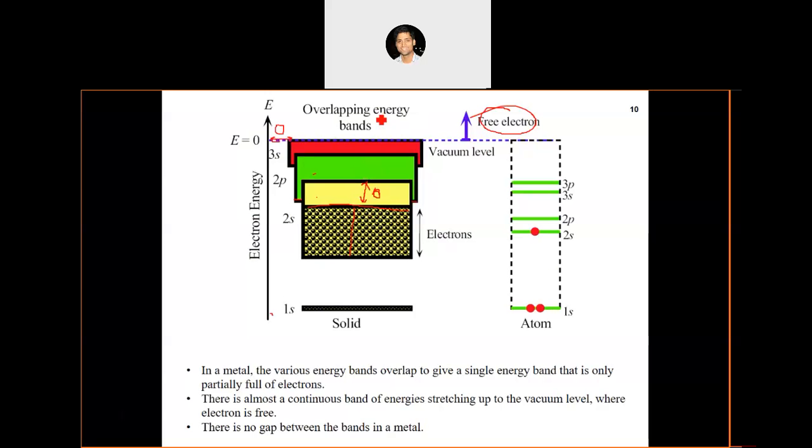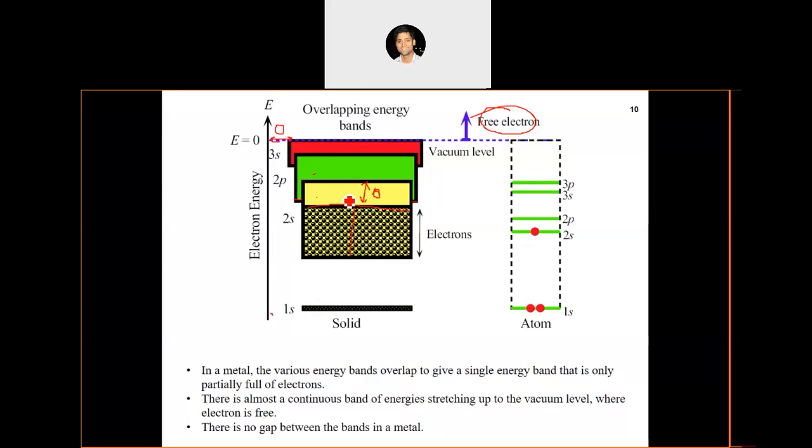There is no overlapping of these kinds of bands. It happens only in the case of metals, right? That's why in metals, electrons are free to move around in the whole crystal, because they are not localized. They can go from one energy level to another energy level very easily, right? So that's why they are free to move around in the whole crystal. Electrons don't belong to a particular atom.